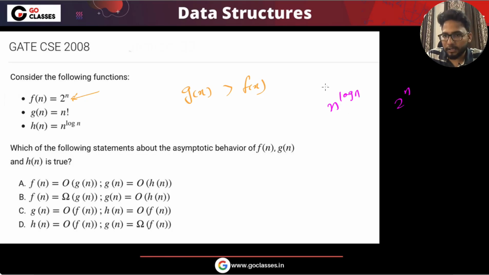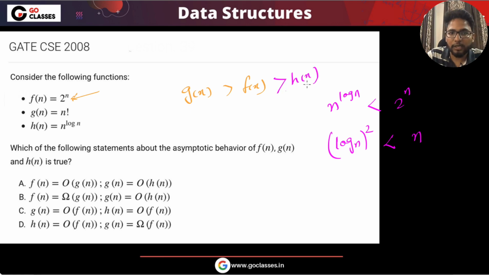Let's just see by taking log. If you take the log, it will be log n into log n, which means log n square, and for 2 power n it will be just n. So obviously this is strictly greater. So 2 power n is strictly greater, which means Fn is strictly greater than Hn, right? So this is the order. Based on that, you can find out which one is true.